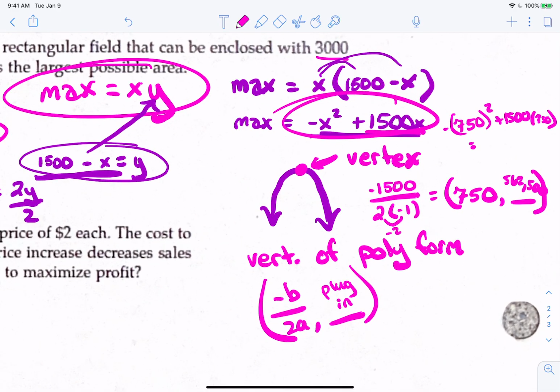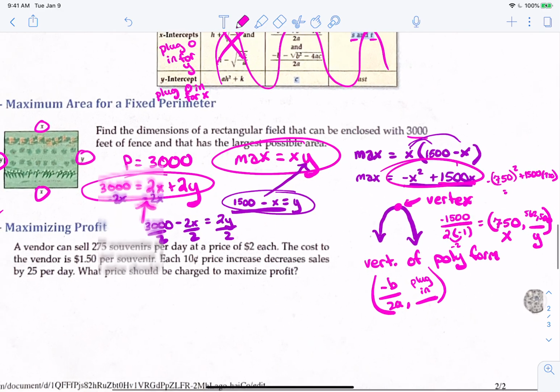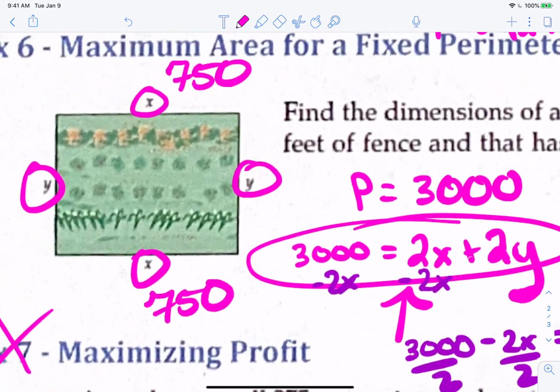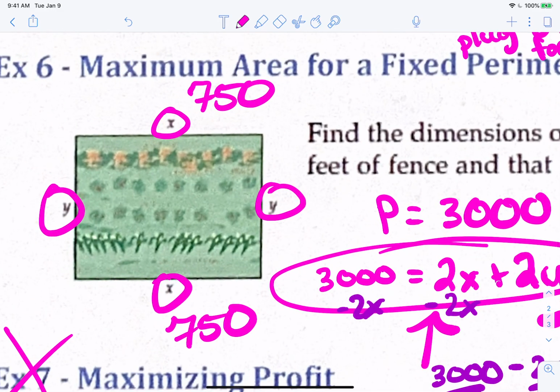Okay, so what is what? 750 means what? 750 is X. 562,500 is Y. So what does 750 mean? 750 is going to be this side right here. 750, 750. Does that make sense? What is the 562,500? That's not necessarily that Y. 562,500 is the maximum area. Does that make sense? How do I find this Y?